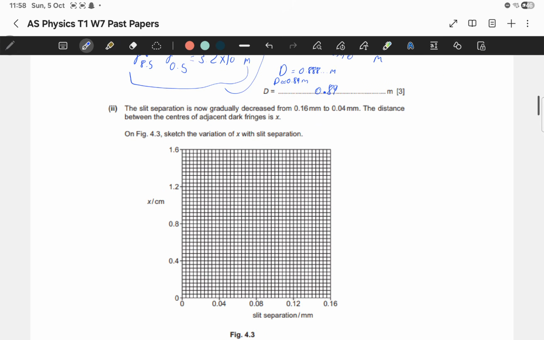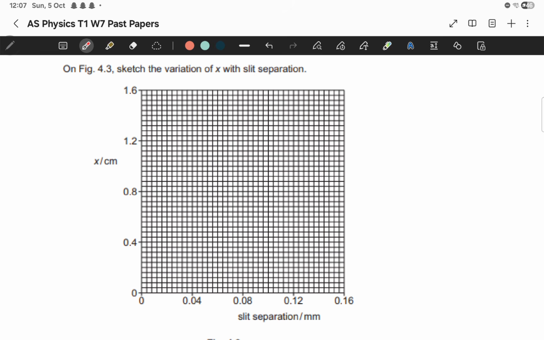So the slit separation is now gradually decreased from 0.16 millimeter to 0.04 millimeter. The distance between the centers of adjacent dark fringes is x. On figure 4.3, sketch the variation of x with the slit separation. Okay, so for this question, I can approach it in two different ways. I can first of all start by taking the easy one, in my opinion. I'll explain both ways.